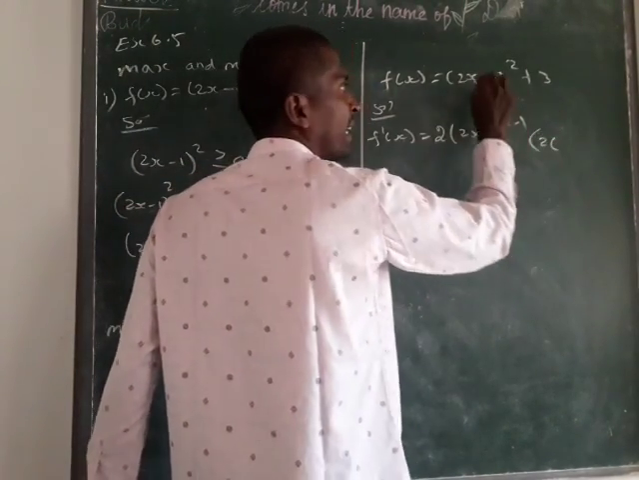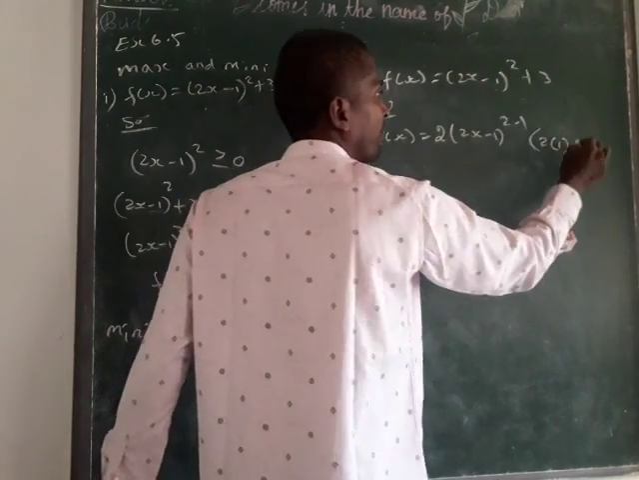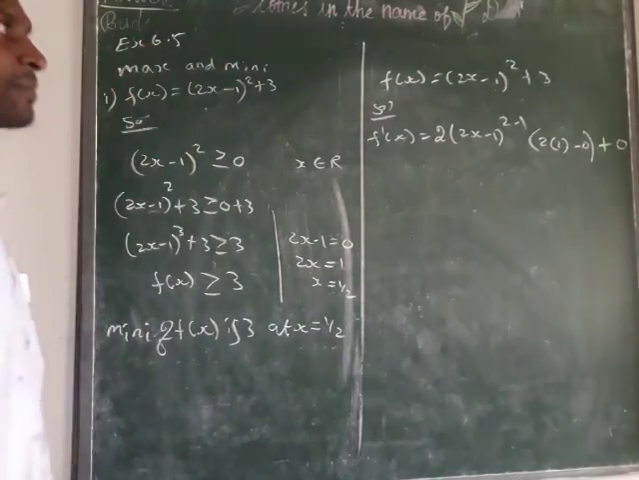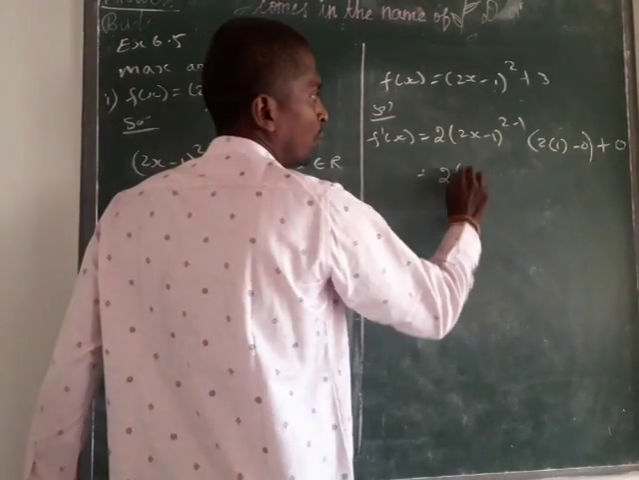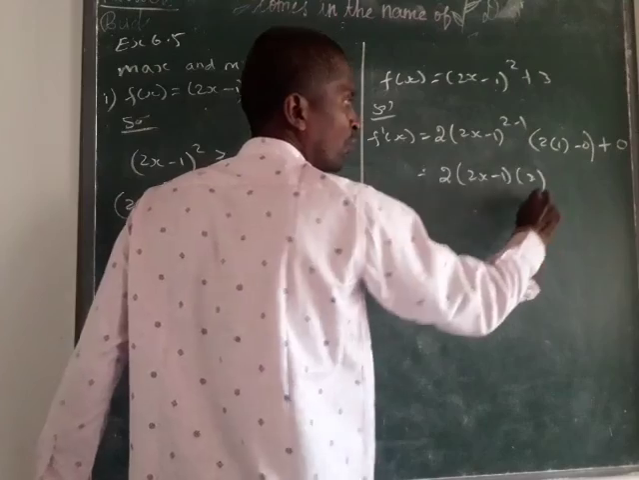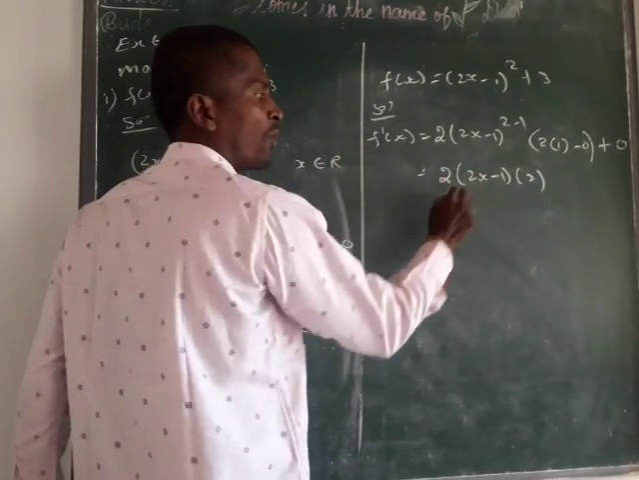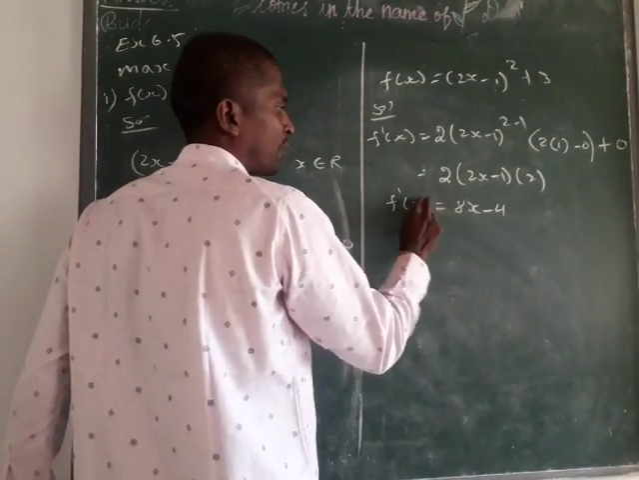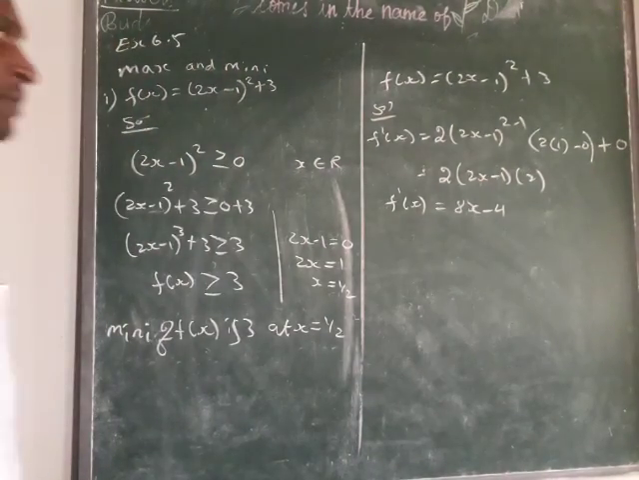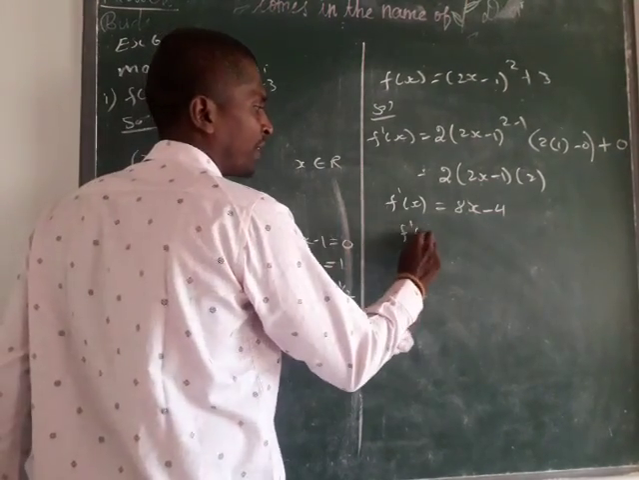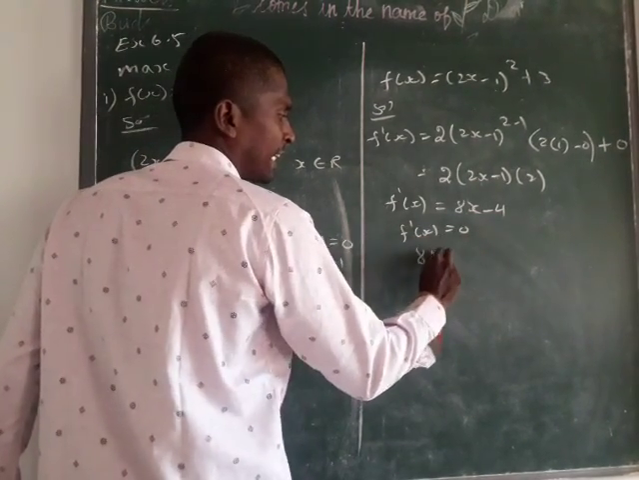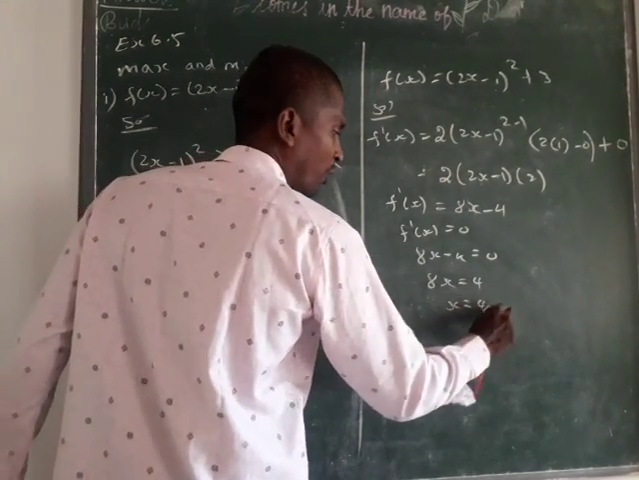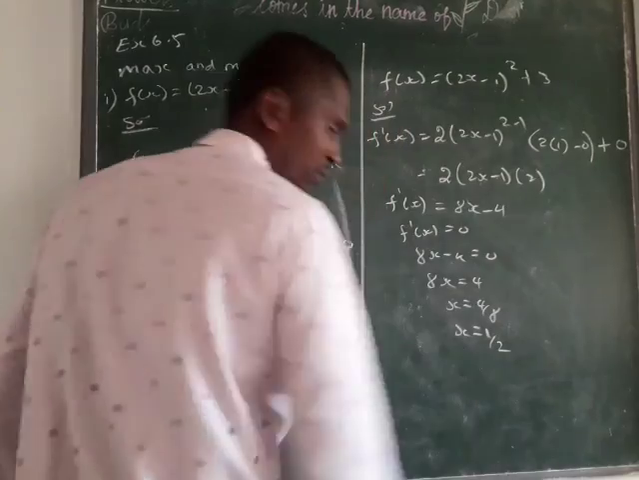So 2 into, the differentiation of 2x becomes 2, constant term becomes 0, plus the differentiation of 3 becomes 0, it's a constant term. So finally we have 2 into (2x minus 1) into 2. When you multiply, 2 2s are 4, 4 2s are 8x, 2 2s are 4, minus 4. So f dash of x is 8x minus 4. Then to find the x value, substitute f dash of x equal to 0. Then 8x minus 4 equal to 0, 8x equal to 4, x equal to 4 by 8, x equal to 1 by 2.